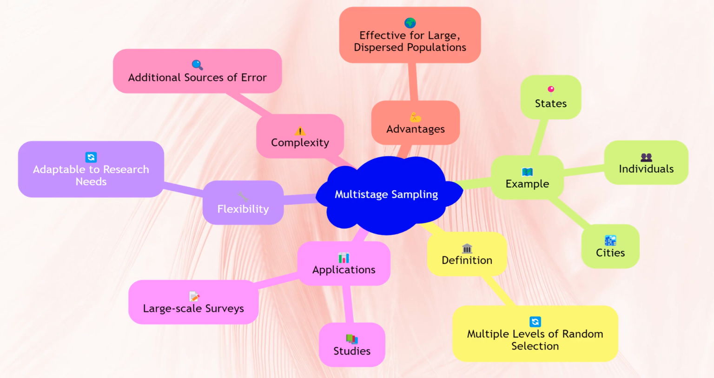For example, you might first randomly select states, then cities within those states, and finally individuals within those cities. This method is highly flexible and can be adapted to various research needs. It is particularly useful for large-scale surveys and studies.